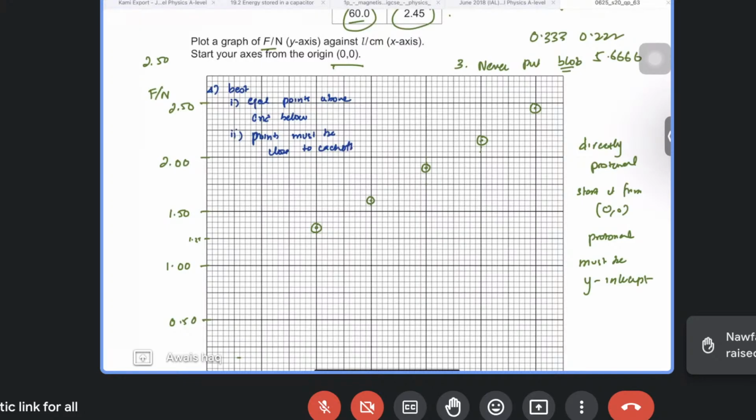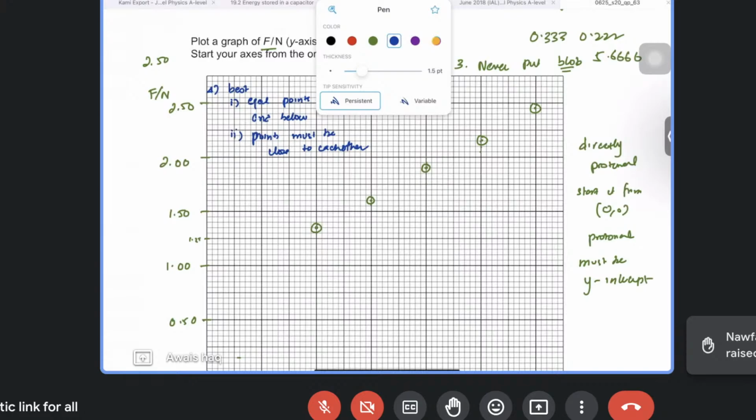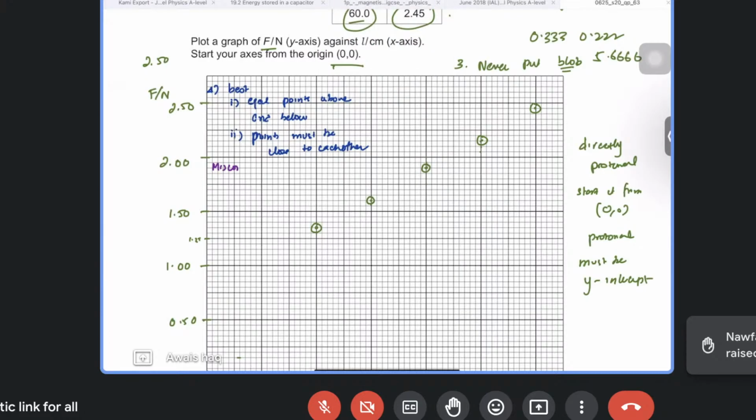Now most of the teachers tell you not exactly the right thing, and that is the misconception. They say most of the points must be on the line. All right, this is a big misconception. Never ever do this. What you should understand is that even if none of the points come on the line, it's okay if you have these two rules being followed.